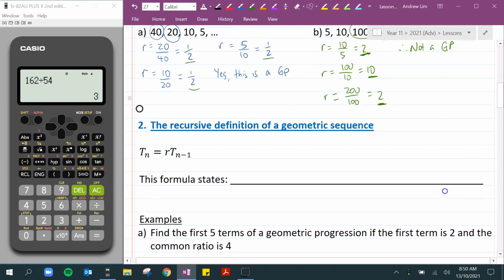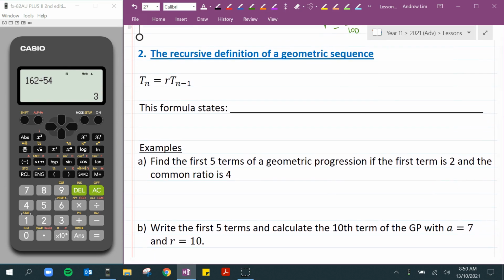Okay, let's have a look at the second part of this lesson, which is the recursive definition of a geometric sequence. So here we have the formula. Tn is equal to r times tn minus 1, or the nth term, whatever the nth term is, is equal to the ratio times the previous term. Okay, so if we were to write this out, the nth term is equal to the ratio times the previous term.